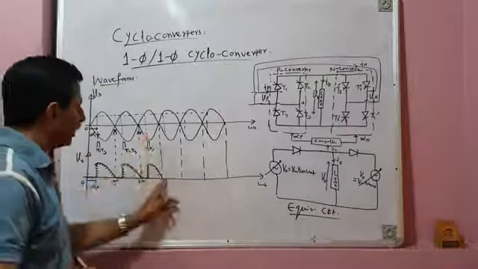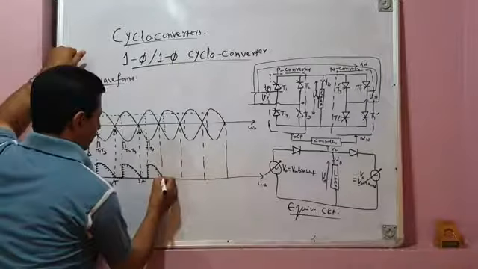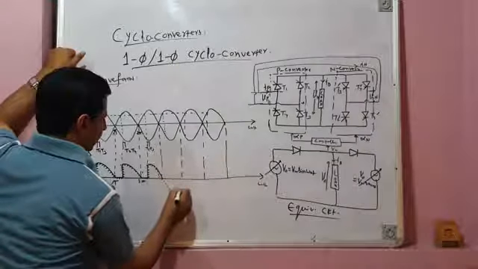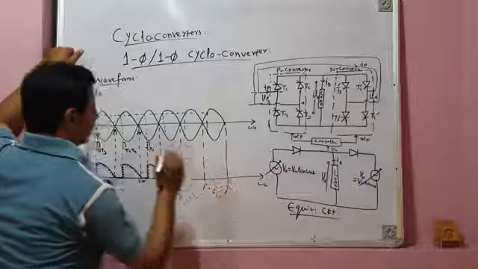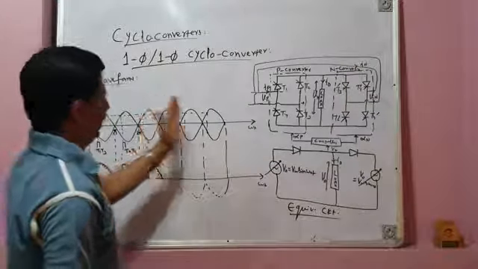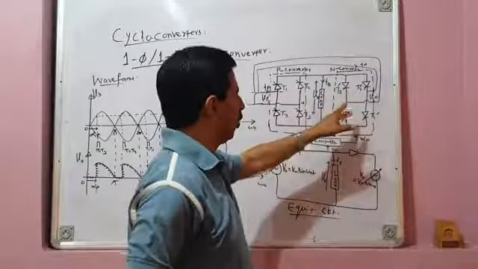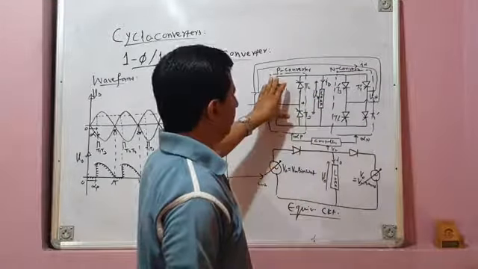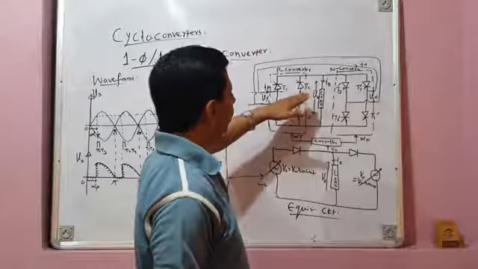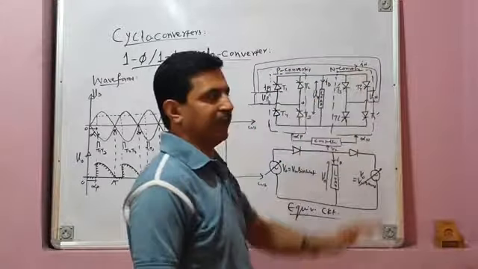And now I want to get negative half cycles of voltage across the load. For getting negative half cycles of voltage across the load, let me draw dotted negative half cycles. Now, after this point, it is time for the N converter to operate. What your controller will do is withdraw firing pulses from the P converter. So the P converter will be off and it will now issue firing pulses to the N converter.